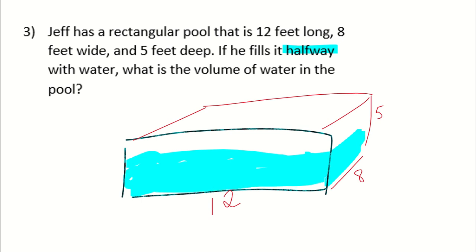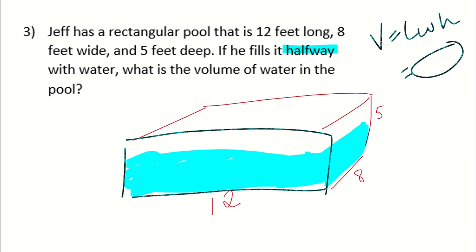What would your strategy be? We don't have a formula that's specific for half of a pool, but we do have a formula for a rectangular prism, which is what that pool is. But when we get our answer, whatever we get, we're going to divide it by 2 because we only need half. Okay, that's our plan of action. So let's multiply.